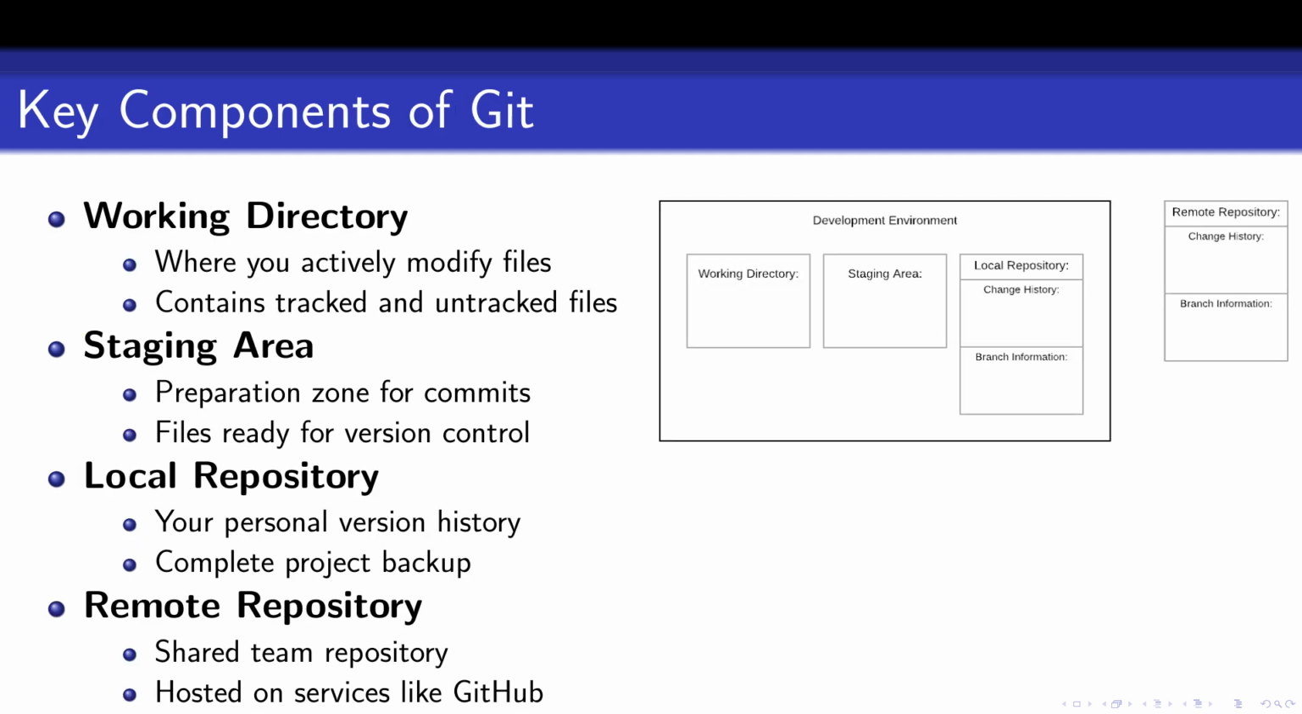Git operates through 4 key components. The working directory is where you edit files. The staging area prepares files for commits. The local repository stores your personal version history. The remote repository is shared with your team and hosted on platforms like GitHub. Together, these components form the foundation of Git's functionality.